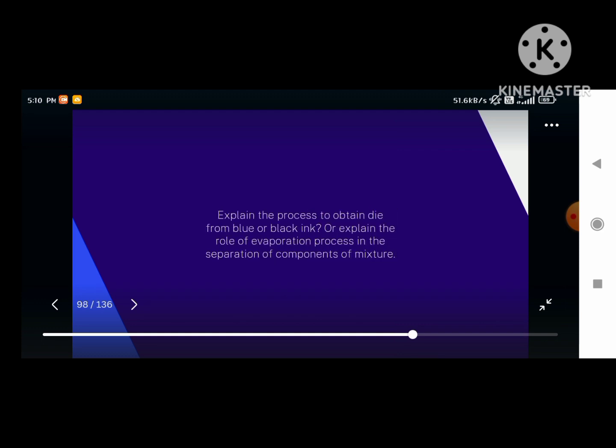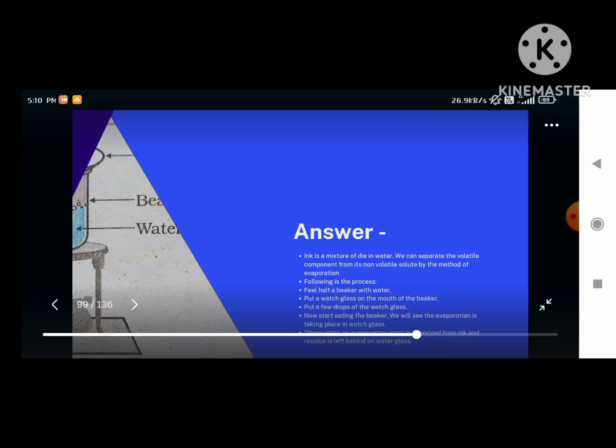Question number 7. Explain the process to obtain dye from blue or black ink. Again, the diagram is given in the textbook like this. Ink is a mixture of dye in water, which can be separated from its non-volatile solute by the method of evaporation. So following this is the process.